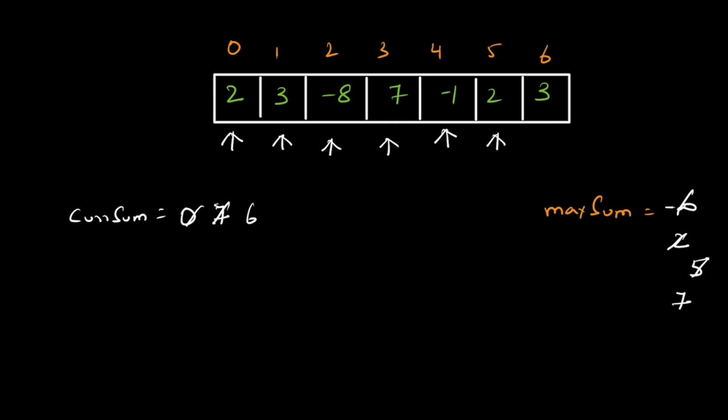At index 5, the element is 2. So we'll add 2 to current sum. So our current sum becomes 8. And we'll check 8 is greater than 7. Yes. So maximum sum updates to 8. And finally at index 6, the element is 3. So we'll add 3 to the current sum. So our sum becomes 11. And 11 is greater than 8, right? So our maximum sum becomes 11. And here our whole array is traversed and the maximum sum that we achieved is 11.